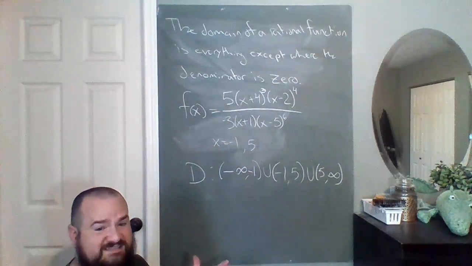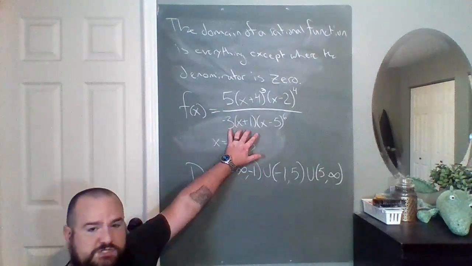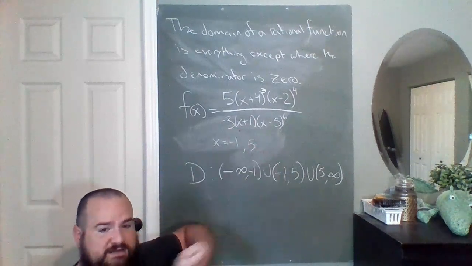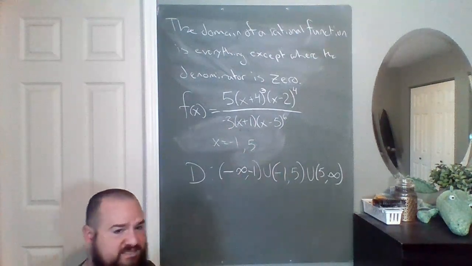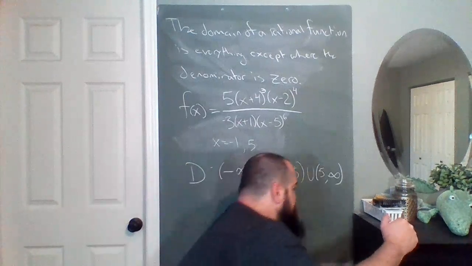Okay? It was easy to find. All we did is we identified what made our denominator 0, and we eliminated that. That's it. That's how we find domain. It's that easy.